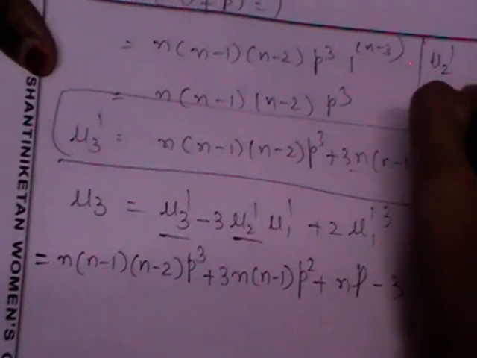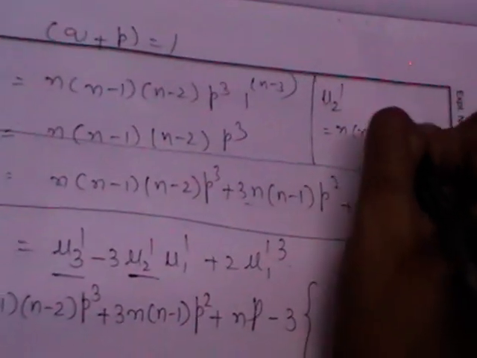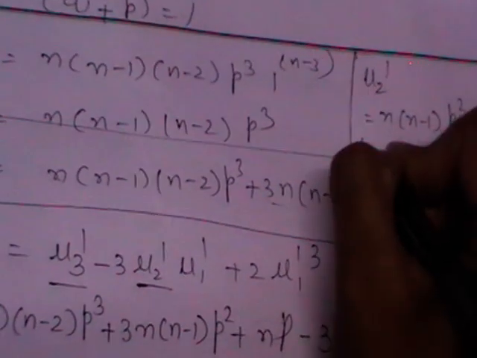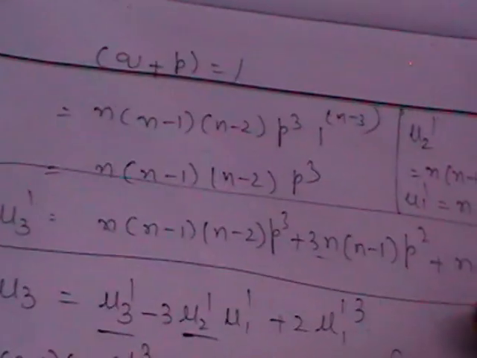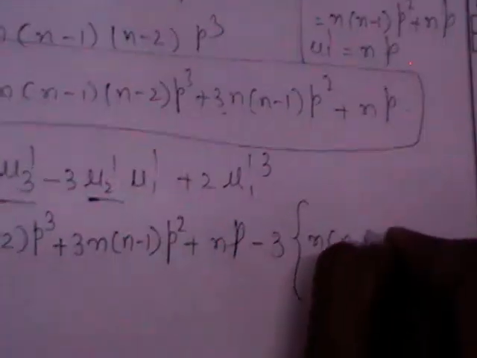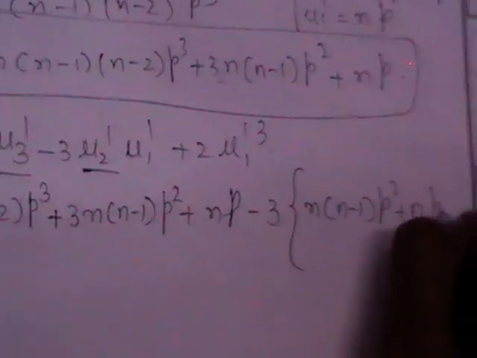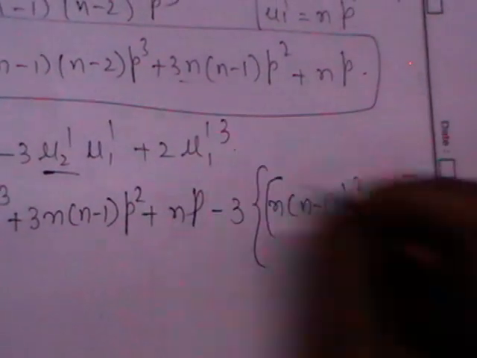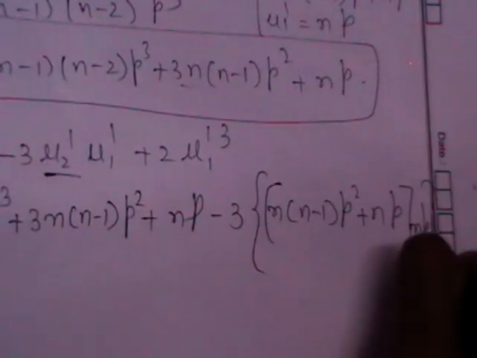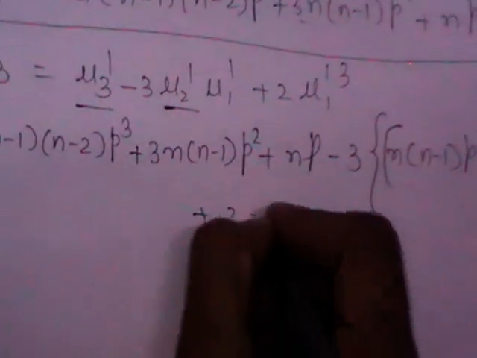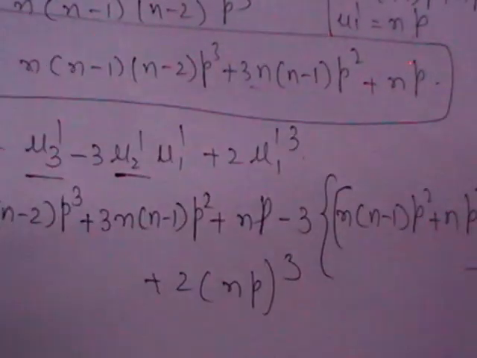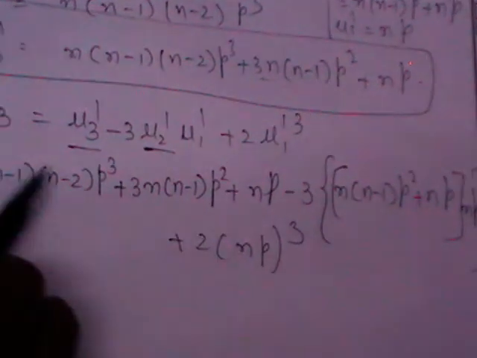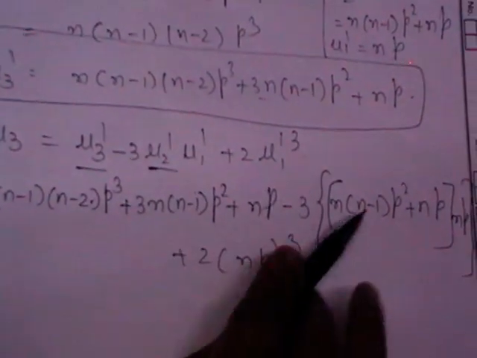This is nothing but mu 3 minus 3. I want to use this. We have the expression for mu 2. What is mu 2 dash? Mu 2 dash is n into n minus 1 into p square plus np. Mu 1 dash is np. So n into n minus 1 into p square plus np into mu 1 dash, which is np, plus 2np whole cube. I think from all these terms we have 1, 2, 3, 4, 5 terms.